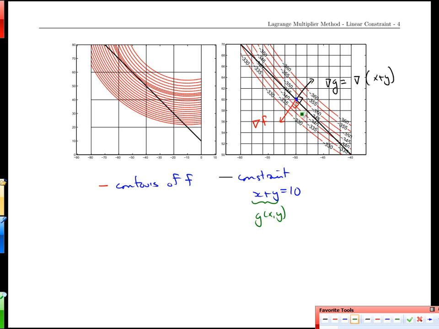The key element for us right now is this idea that when we reach some special point, maximum or minimum, we're going to have this condition satisfied that the gradient of our function and the gradient of our constraint function are going to be parallel to each other, which is our starting point in the algebra.